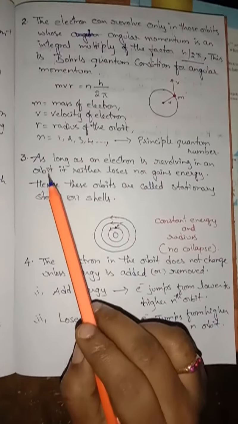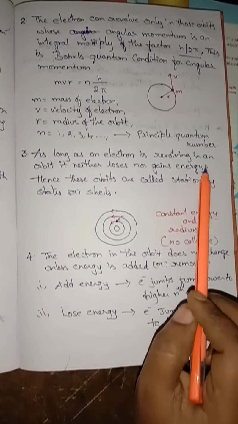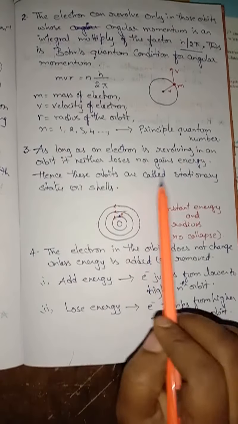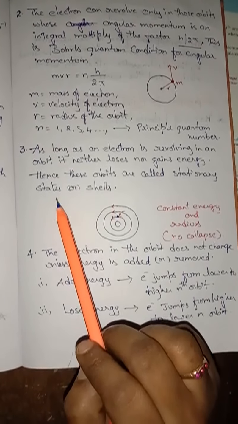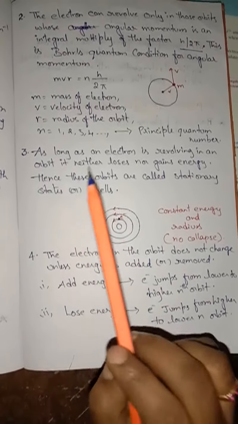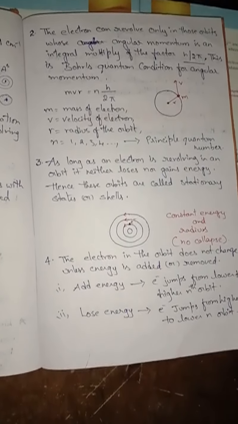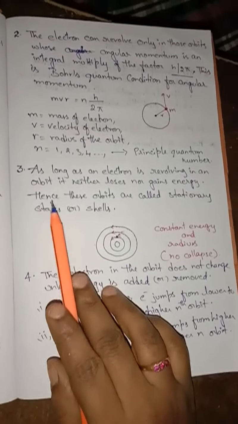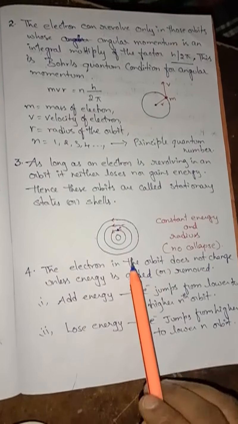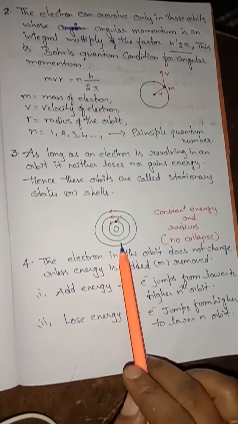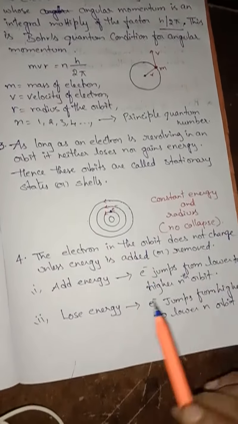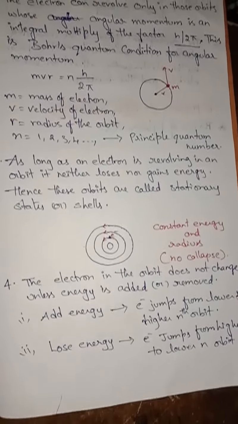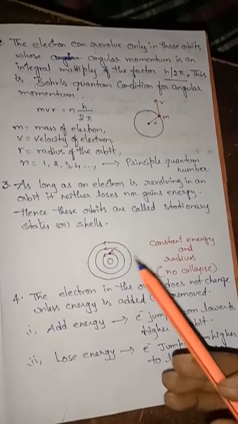And the third one: as long as an electron is revolving in an orbit, it neither loses nor gains energy. Hence, these orbits are called stationary states or shells. Stationary orbits or shells. Understand, children? So, what is the point according to Niels Bohr? According to him, an electron revolves around the nucleus in a circular orbit in which it does not radiate energy.